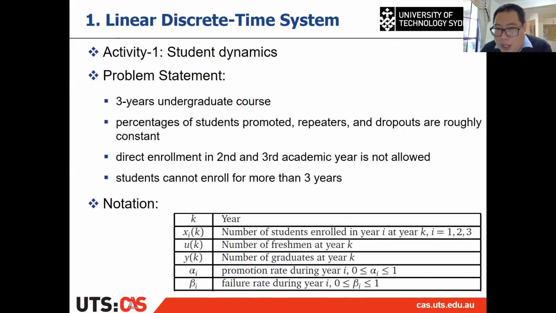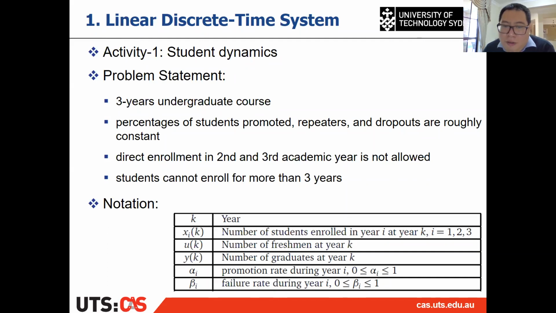And u^k is the number of freshmen at year k. So which means in 2020 we get u^k students starting in year 1, something like that. And y^k is the number of graduates at year k. So which means y^k is the number of students graduated from year 3 at 2020.